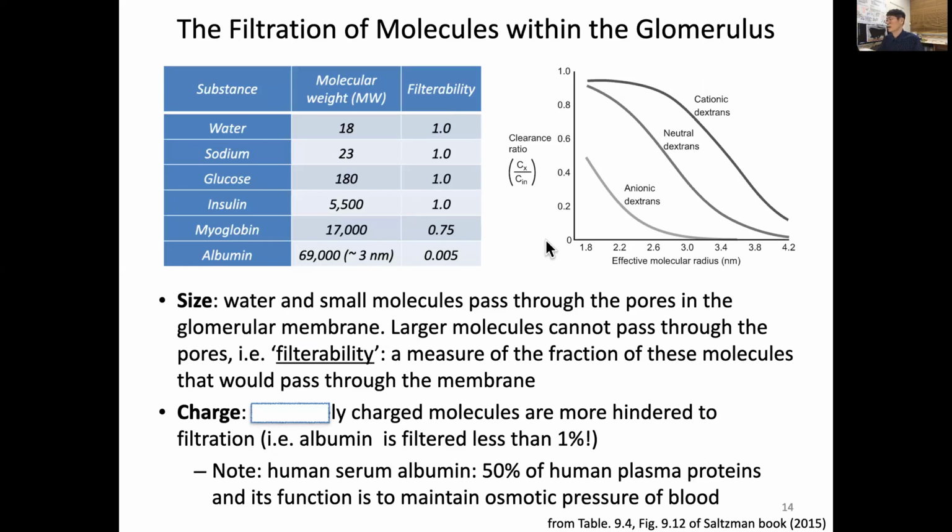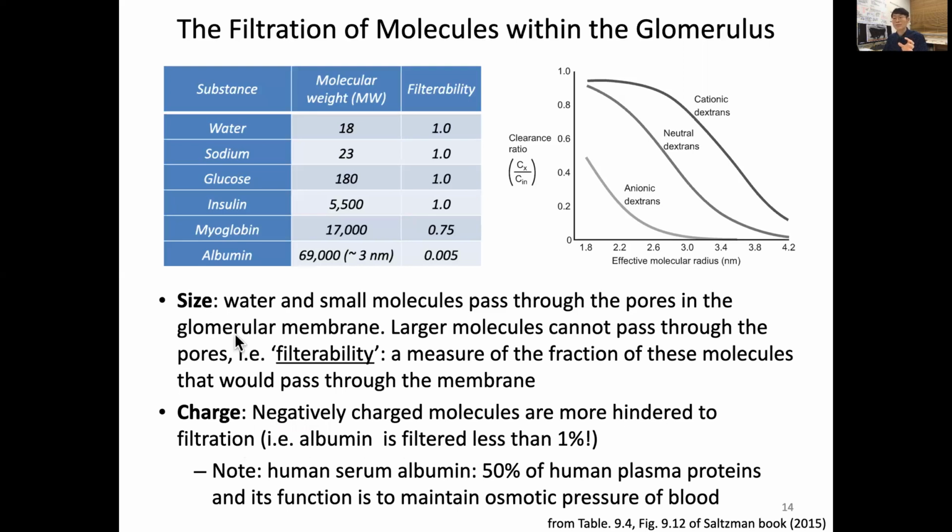People have studied this, and here's the data looking at effective molecular radius on the x-axis, and the y-axis is a clearance ratio, meaning that if it's 1, it'll be totally cleared out. For neutral dextrans, a representative molecule, you see the bigger, the less it's cleared out. What's interesting here is cationic dextran versus anionic dextran. If the dextran has a positive charge, it's somehow cleared more easily compared to the negatively charged. I do not know why, but I guess cell membranes usually have a negative charge, and that may be why. So as you see here, negatively charged molecules are more hindered, more difficult to filter.